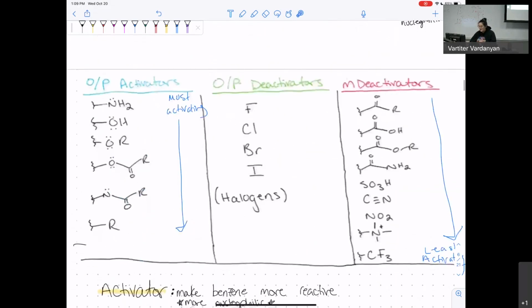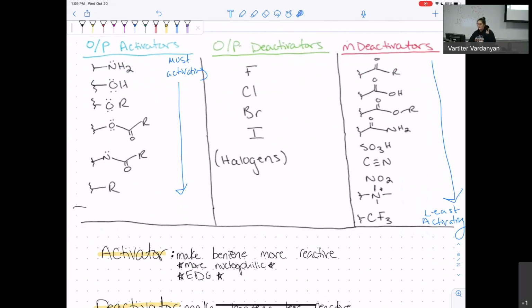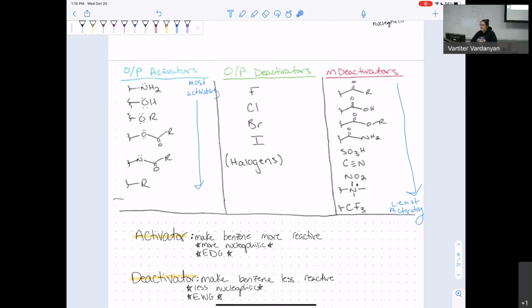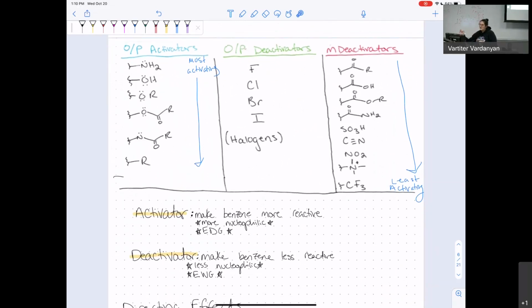So I like to put it like this, but I have two different tables because people see it differently. So in my head, this is the one that makes the most sense because I like putting things into boxes. So these guys are in the ortho-para activator box because they all have lone pairs. So that donates via resonance. And then I know that our groups do not have a lone pair. They actually donate via induction. And then the ortho-para deactivators, those are just halogens.